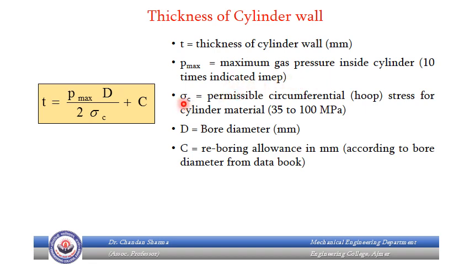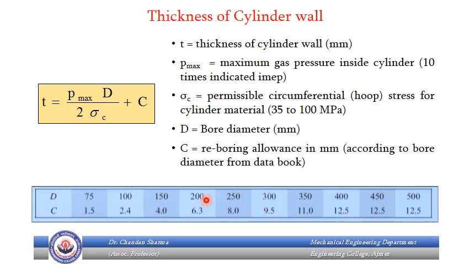Sigma C is permissible circumferential or hoop stress for cylinder material. If not given, we can assume it to be some value between 35 to 100 megapascal. D is bore diameter and C is reboring allowance in millimeter. This is the reference table which can be used to find the value of C, reboring allowance, according to the cylinder diameter.